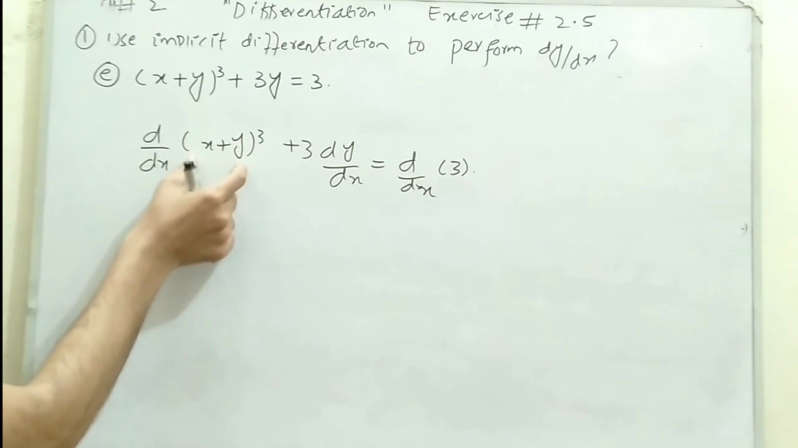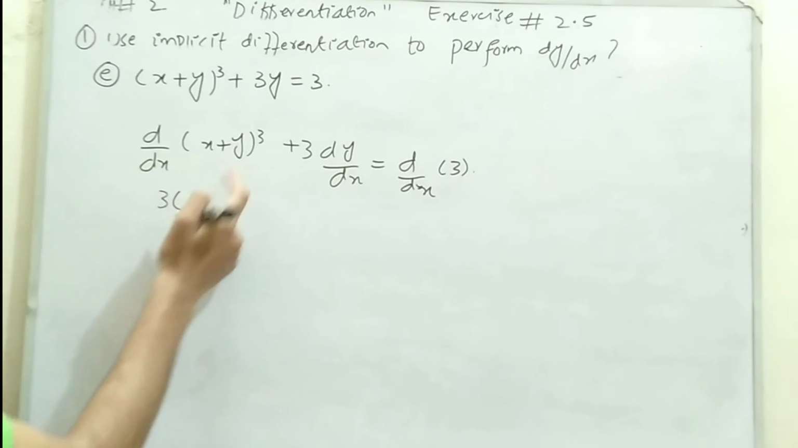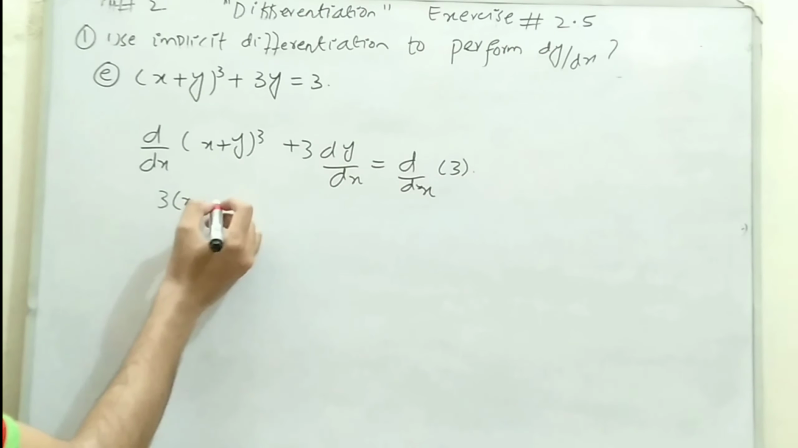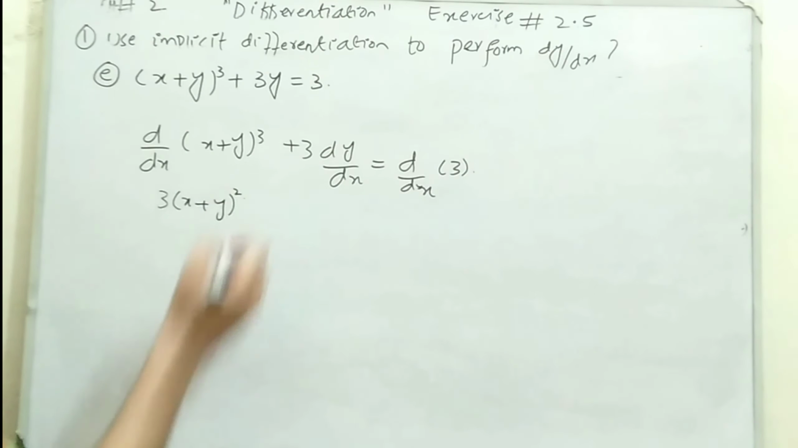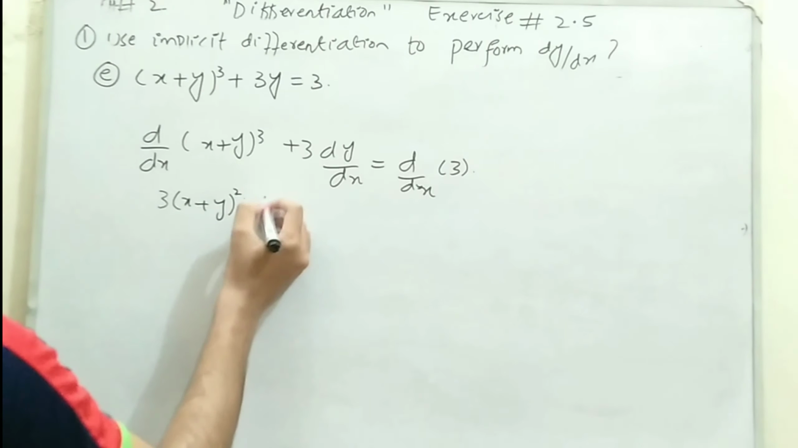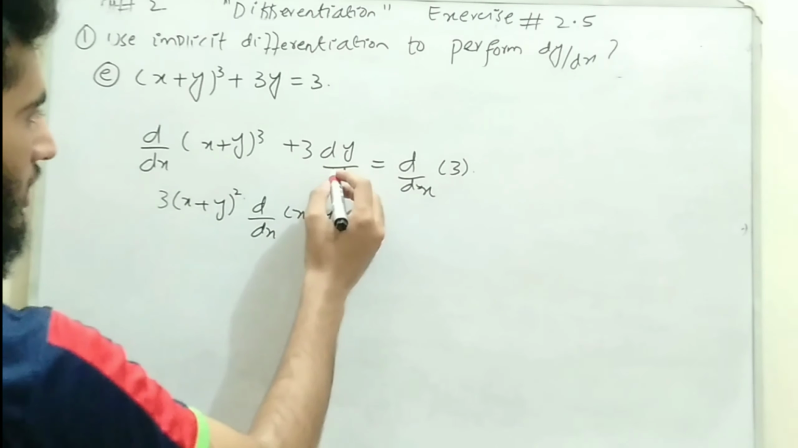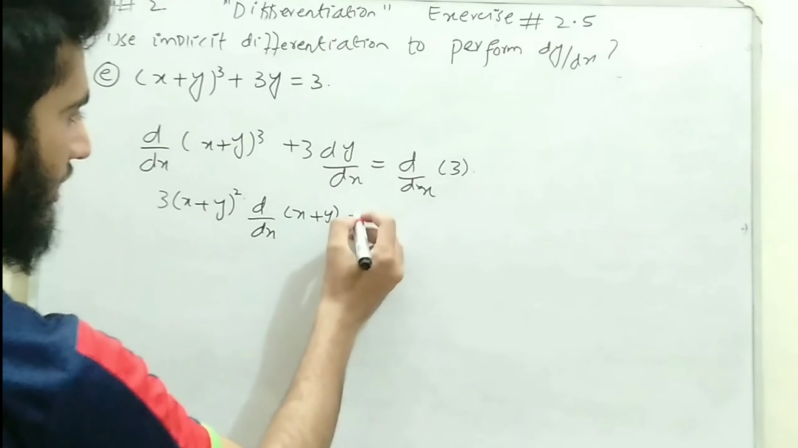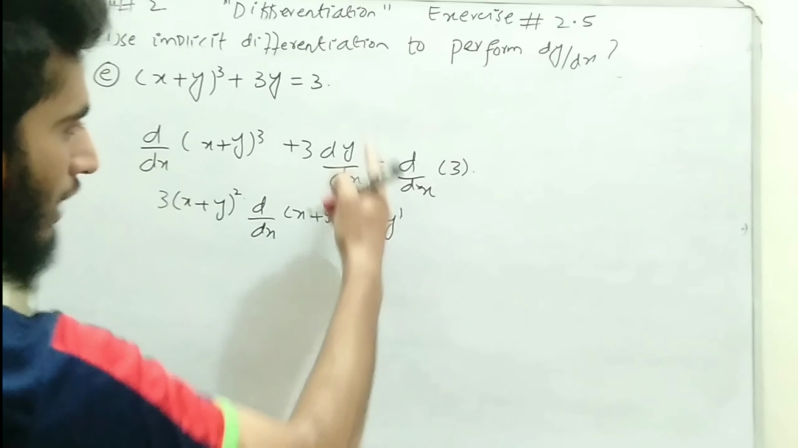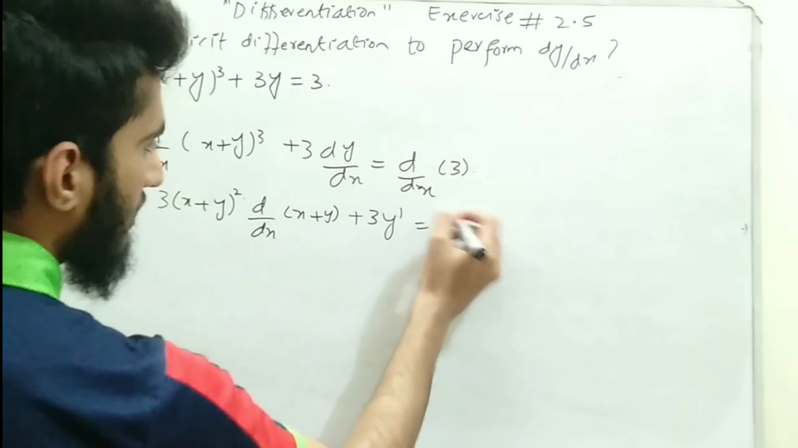Now after this, over here we will use the generalized power rule first. 3 will come to the front and subtract 1 in the power, it becomes x plus y whole square. Now after this, x plus y is an inner function, so also take the derivative of this inner function, d by dx of x plus y. Plus 3 dy by dx, it can be written as 3y prime, will be equal to the derivative of 3, which is a constant, so derivative is 0.